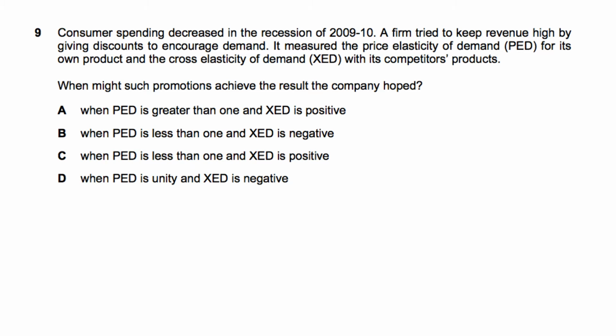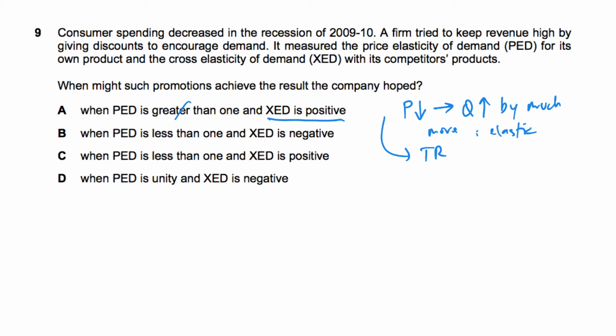So if the firm is trying to keep the revenue high and they're trying to lower the price by giving discounts, then when the price goes down, the quantity should rise by much more, which happens if the good is elastic, because that will result in the total revenue going up. So first of all, PED must be greater than 1, because if it's less than 1, you may rather want to increase price. Also, you want the XCD to be positive, because a positive XCD would mean the substitutes will suffer as people will move away from the competitors towards your good, and that's why A is the best answer.